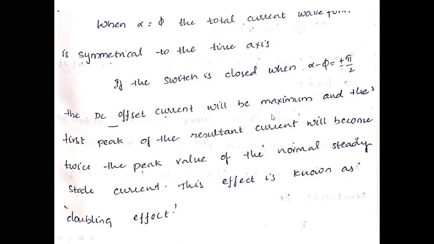So what do you mean by a doubling effect? If you select alpha minus phi equal to plus or minus pi by 2, obviously the DC offset current or transient state current peak value is maximum, twice that of the normal. Suppose the normal peak value is Vm; whenever you substitute plus or minus pi by 2, the peak value of the transient state current is approximately 2 times the normal value, that is 2 into Vm. So that's why this is also called a doubling effect. Okay.